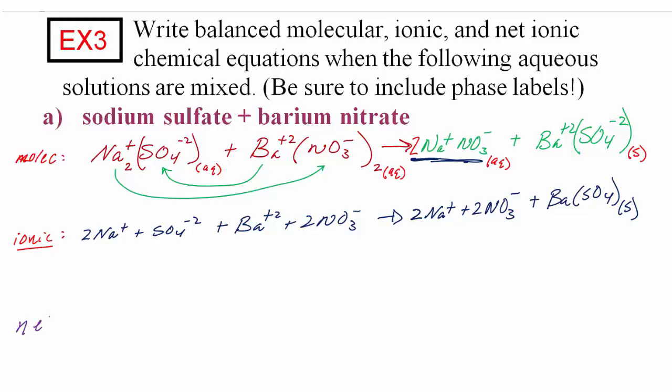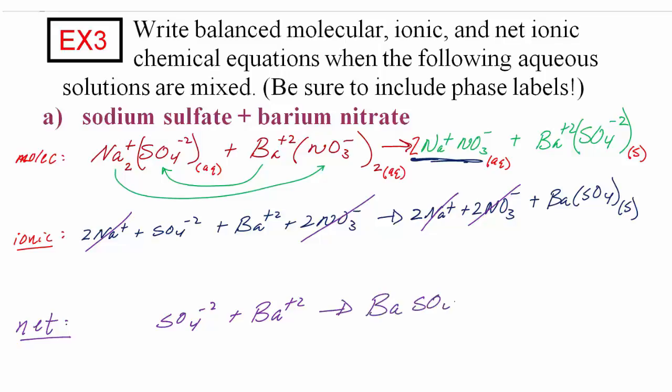The net ionic, cancel what you can. Sodium ions, 2 nitrates. So I'm left with sulfate and a barium ion. Form barium sulfate solid for my net ionic equation.